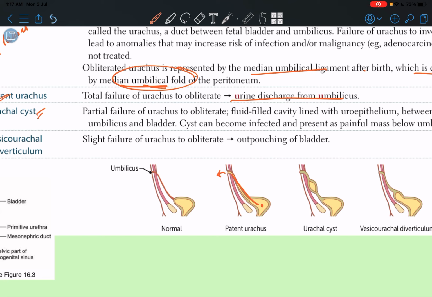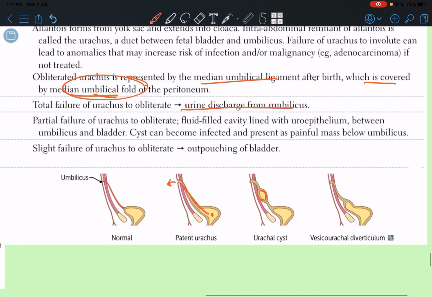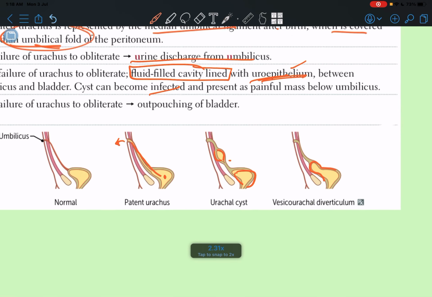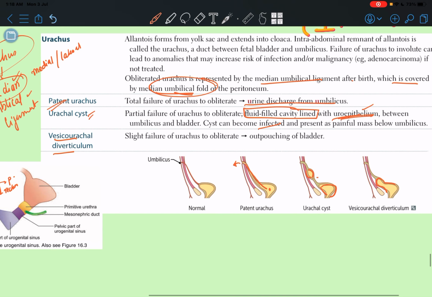Urachal cyst means a part of it is remnant. So here there's a fluid filled cavity lined with uroepithelium. It means the same lining as the bladder, and it can become infected. It can be a painful mass, or any possibilities there, but the only thing to remember is urachal cyst: fluid filled cavity lined with uroepithelium. Now the last is only a slight failure close to the bladder, so then it looks like an outpouching of the bladder. Okay, so that is the vesico-urachal diverticulum. Vesico means bladder, urachal. So vesico-urachal diverticulum, an outpouching on the bladder, is a slight failure of the urachus to obliterate.